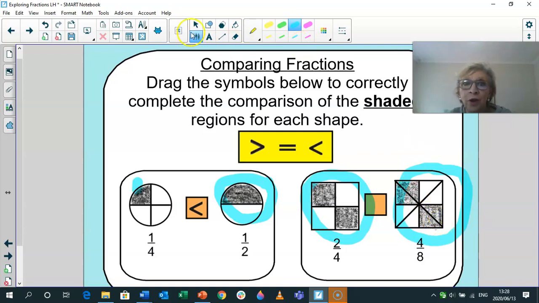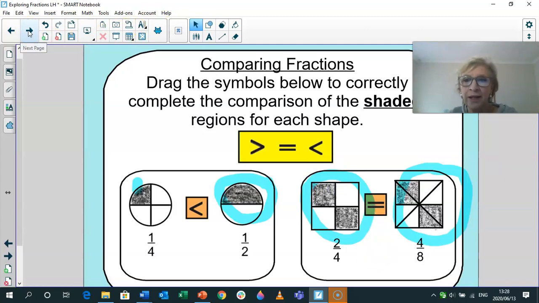But what do you notice, grade 3s? Those are exactly the same amounts, aren't they? They're just called something different, right? 2/4 and 4/8 are the same. And in fact, they are also the same as 1/2. So I'm going to use my equal sign there. That's fun. I quite enjoy doing these. Right, do you see that now? Greater than, smaller than, and equal to.